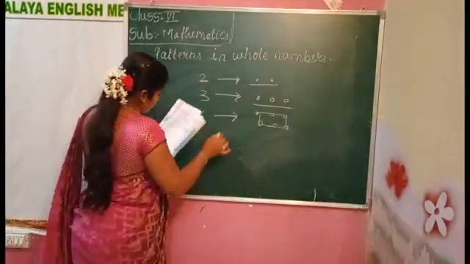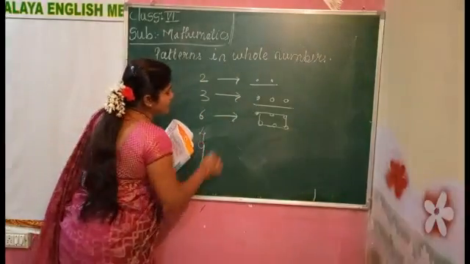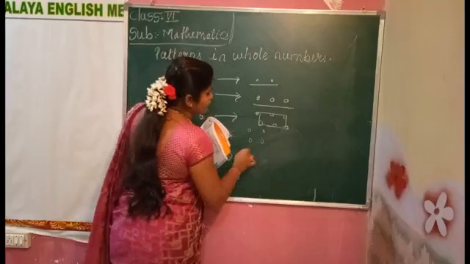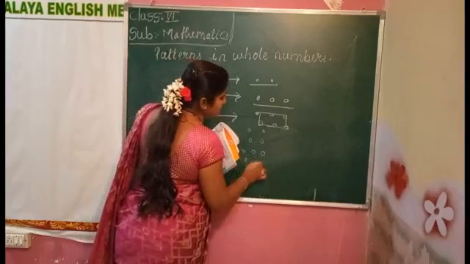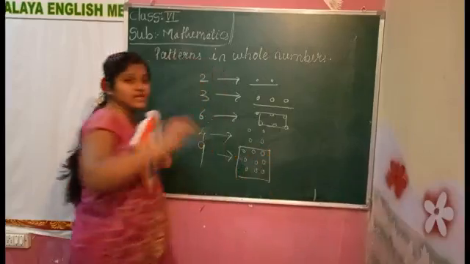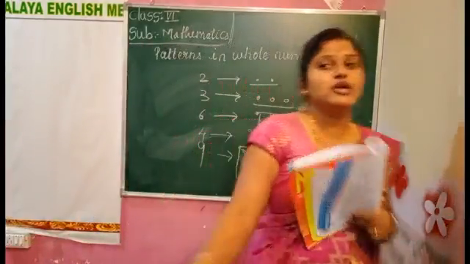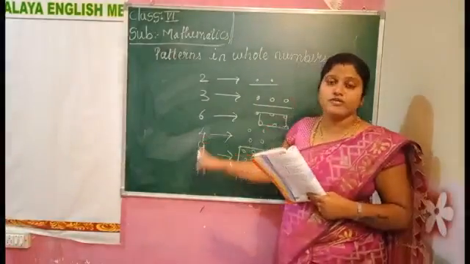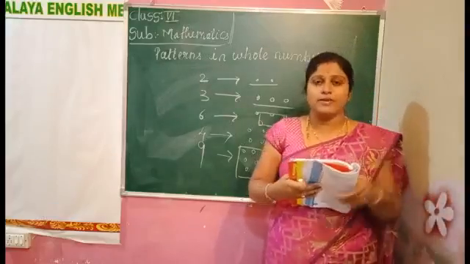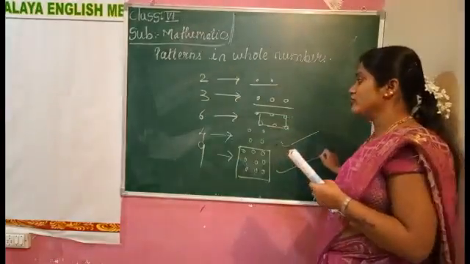Next, 4 and 9 can also be arranged in squares. 4 and 9. Okay, 4 can be arranged in a square. So 9 also can be arranged in a square because we have 3 on the 3 sides. How many do we have? 3 lines in the 3 columns, 3 rows we have. So it becomes a square. 4 also. We have 2 rows, 2 columns. It can be what? Square only. This is also a square. This is also a square.